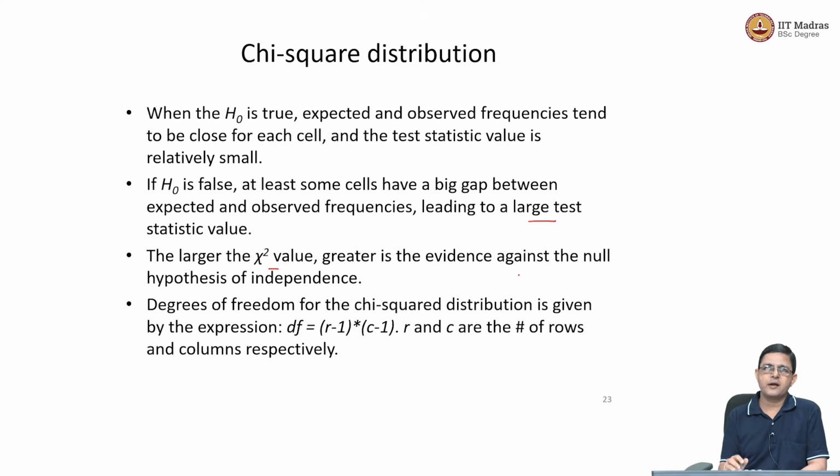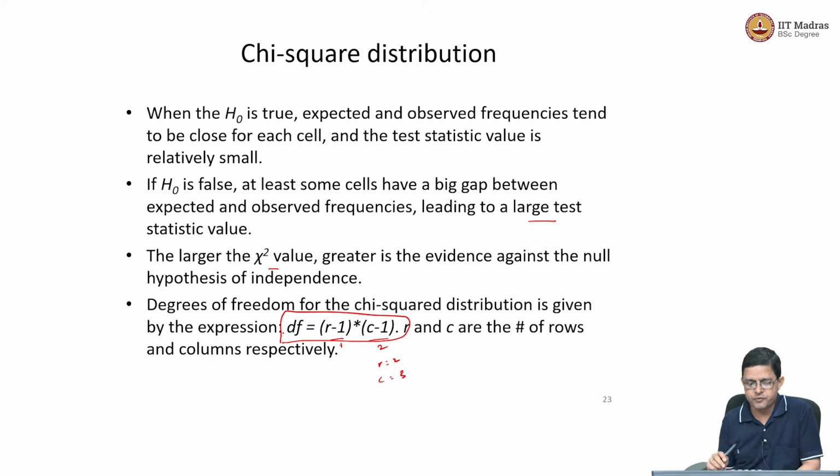Degrees of freedom is calculated as (row minus 1) multiplied by (column minus 1). For our example, how many rows? There are 2 cities, so r is equal to 2, and therefore r minus 1 will be 1. How many columns? There are 3 columns for 3 brands, so C is 3, and C minus 1 will be 2. Therefore, the degrees of freedom for our test will be 1 multiplied by 2, which is 2.